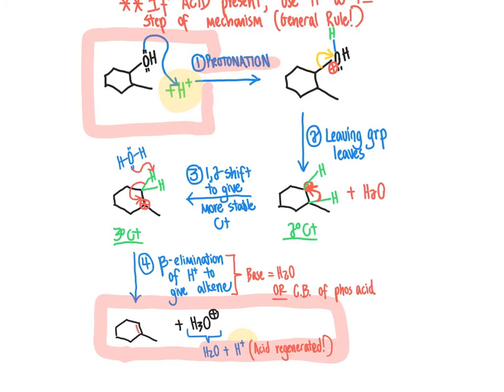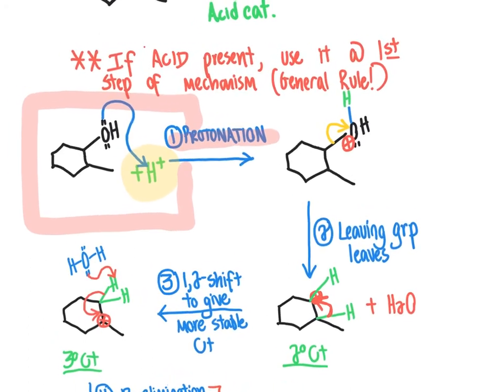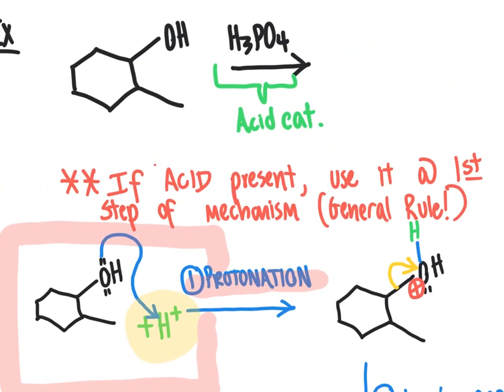And so it's a really good idea to get super familiar with this general idea that if there is an acid present in your reaction, you want to always look for a way, if possible, to use it at the very first step of the mechanism. And it's going to be possible to use it at the first step as long as there's a pi bond or a hydroxy group. That is going to allow you to use that acid at the very first step of the mechanism.